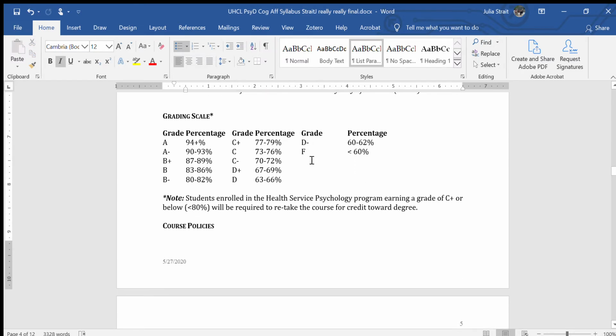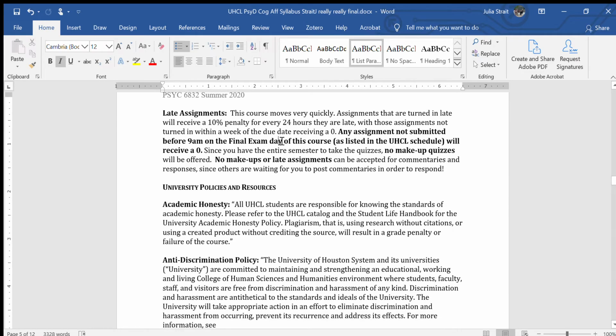All right, this is the UHCL grading scale. Late assignments: this course is 5 weeks. That means, for projects and stuff, 10% off for every 24 hours they're late, starting at whatever the time is, right? So it's like 9 a.m. that next day, you get 10% off. Any assignment you have not submitted by the last final exam day has to get a 0. There's not a big margin of error here. I got to turn around and get grades in really fast.